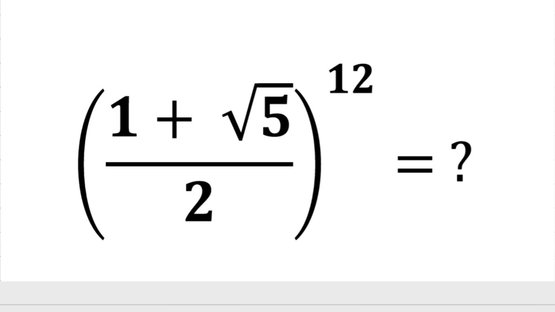I'm going to be working out this Olympiad question, which seems scary, but it's actually simple. Scary because of the power 12. It's large. 12 is large. But I'm going to show you how to actually work it to simplify it. Okay, very simple. So, watch and learn.